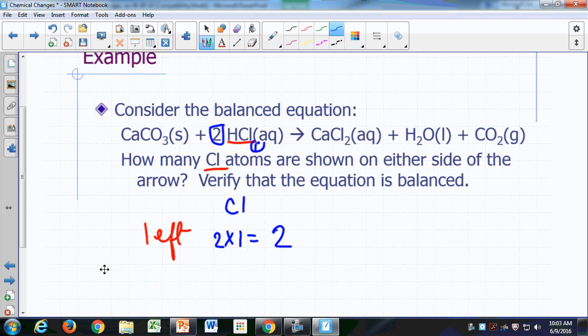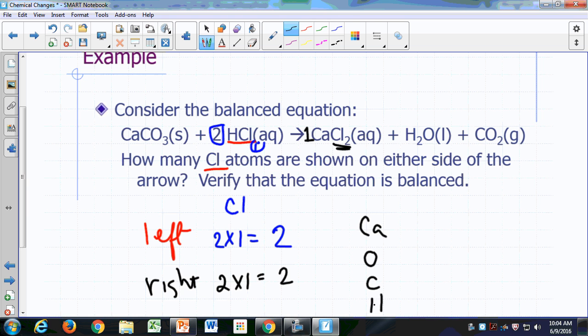On the right side, you find your chlorine in calcium chloride. The subscript is 2. And the coefficient of calcium chloride is 1, so 2 times 1 is also 2. So you can verify that chlorine is balanced in this equation. So you can verify this for calcium, oxygen, carbon, and hydrogen. Okay? And if that's true for all the elements that are involved in this reaction, the atoms are balanced on both sides of the arrow, then you say that your chemical equation is balanced.